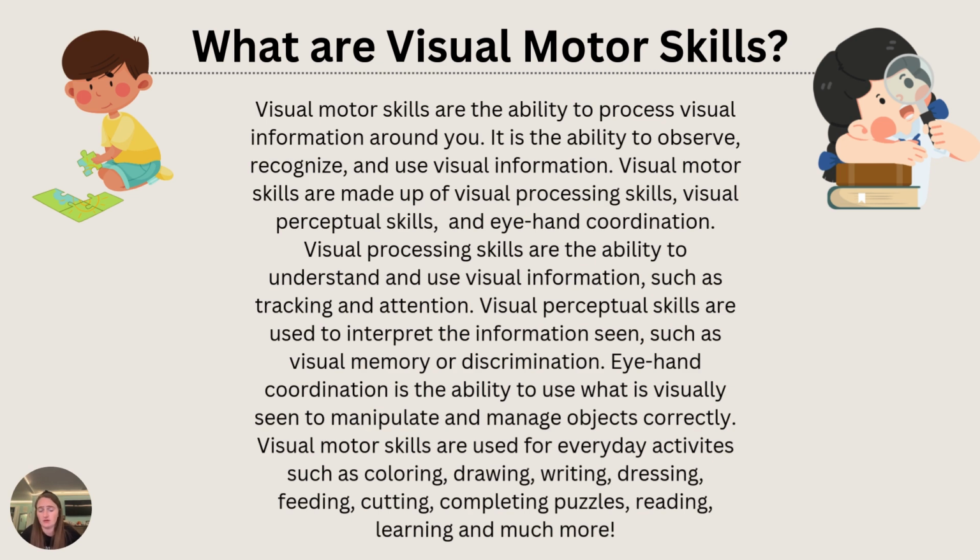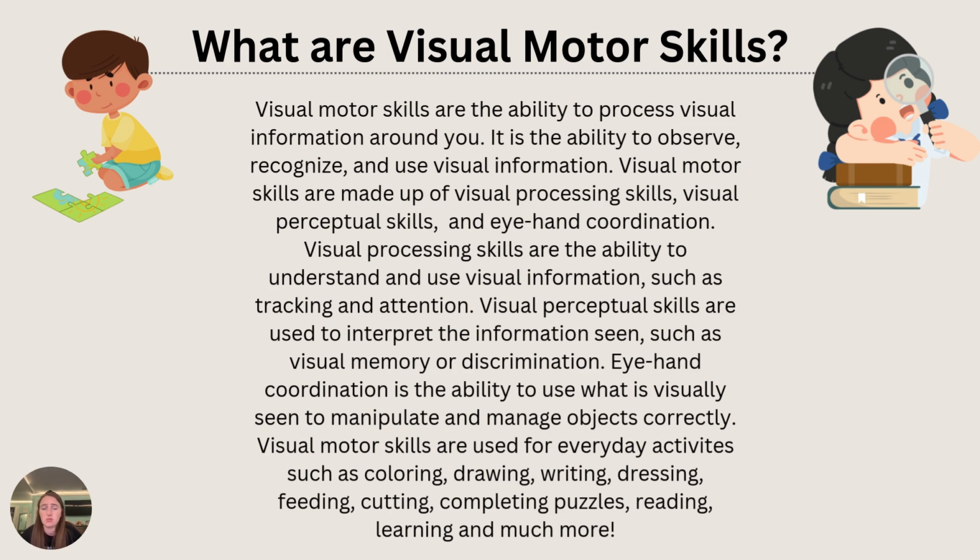Based on informal interviews, it seems visual motor skills are the skills that early childhood educators know least about. Visual motor skills are the ability to process visual information around you. It is the ability to observe, recognize, and use visual information. Visual motor skills are made up of visual processing skills, visual perceptual skills, and hand eye coordination skills. So, visual processing skills are the ability to understand and use visual information, such as tracking and attention.